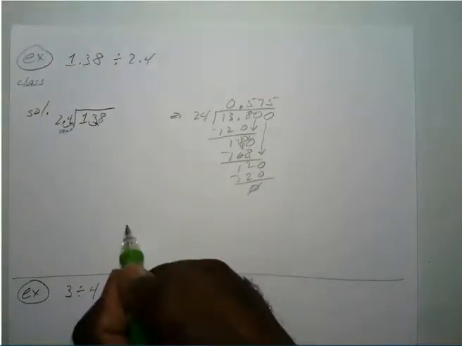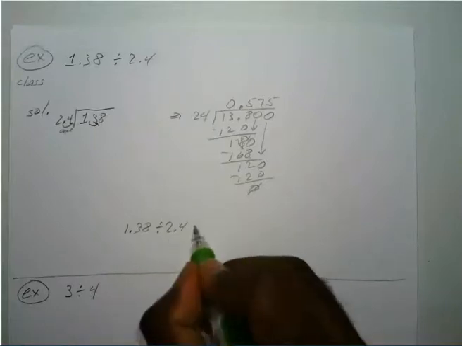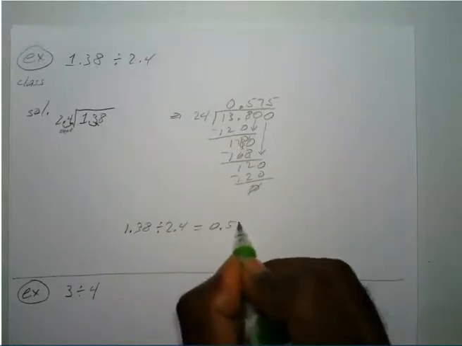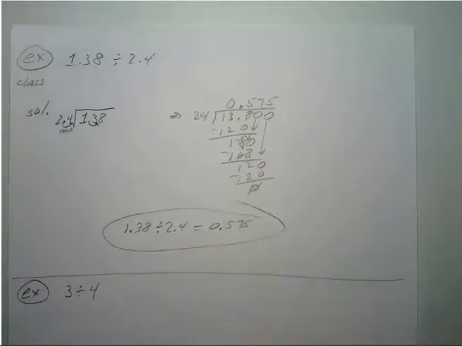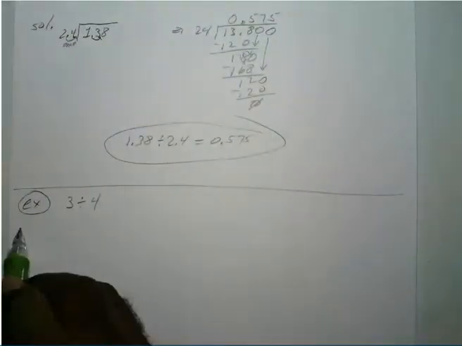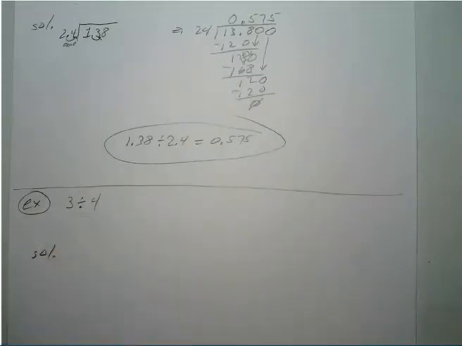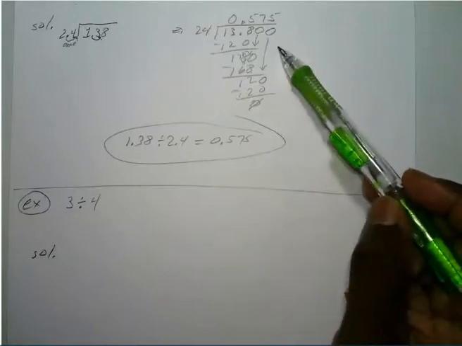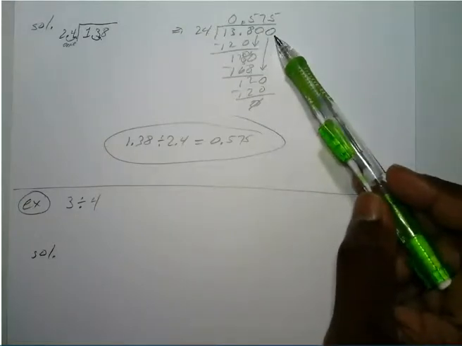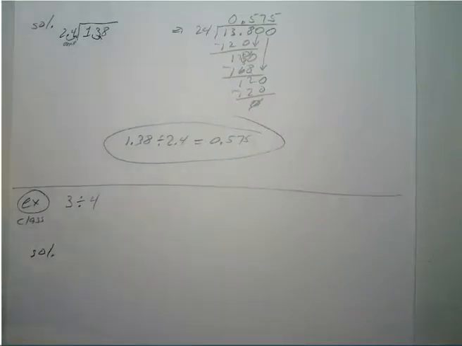Okay, so that tells us that 1.38 divided by 2.4 is equal to 0.575. All right, so let's go ahead and move up. So we have 3 divided by 4. So using this same technique up here of adding the zeros after the decimal point, I want you to go ahead and press pause and try to work this one out on your own.